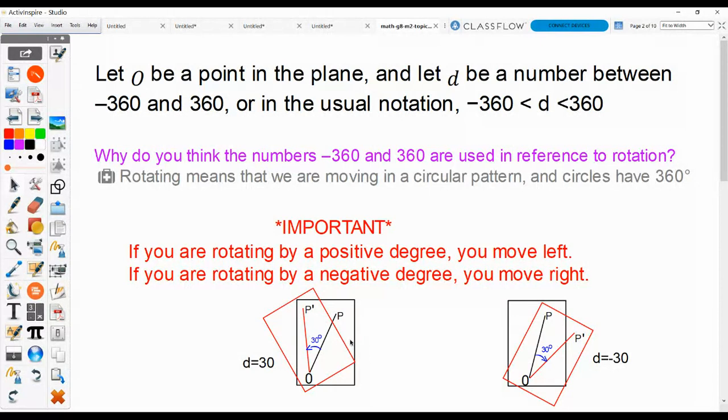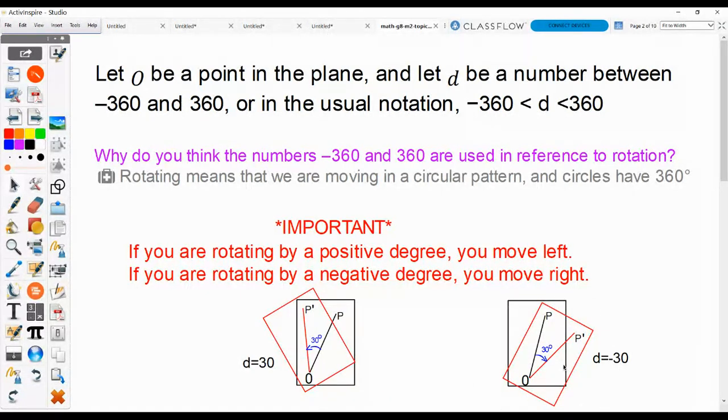Down below, I have drawn these two shapes. The black is the plane. We have a line segment, OP. We moved it 30 degrees, which makes it move to the left. When we move it 30 degrees, we're now on that red rectangle, and our line OP prime has now been moved 30 degrees.